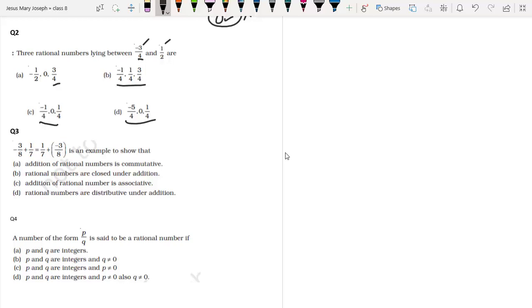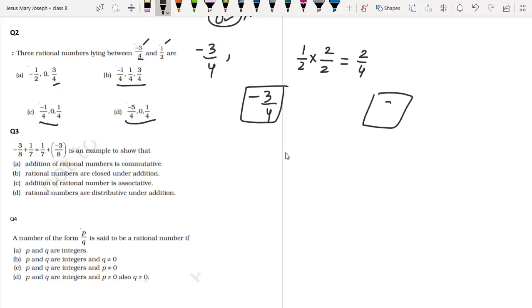So in that case, the first number is this one and the second is 1 upon 2. Let's make the denominator 4. So we have to multiply by 2 in the denominator and 2 in the numerator. So the number becomes 2 upon 4. So this is the question now: minus 3 upon 4 and 2 upon 4. We have to check which numbers amongst the given options are lying between these two.